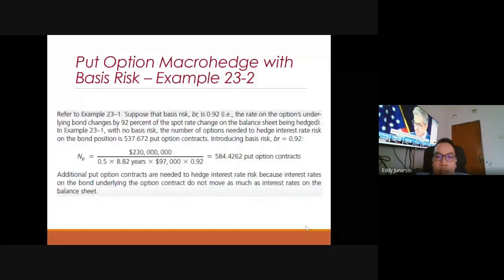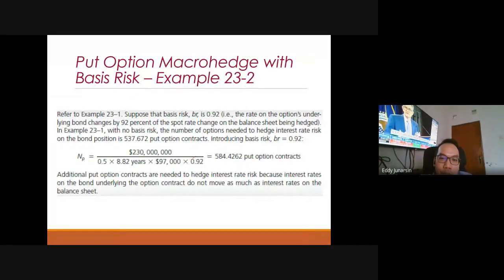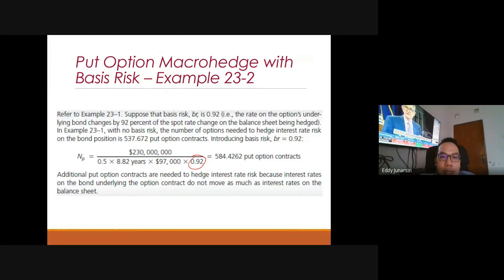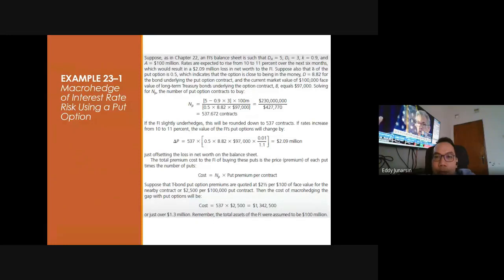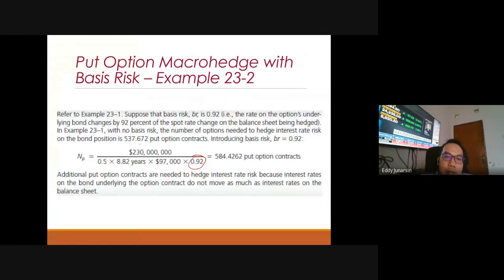That's why you see the basis risk is here. If you notice, all other things are the same. Whatever it is above, the duration of assets minus duration of liabilities multiplied by the debt ratio, multiplied by the size of the assets, so we get 230 million here. That's the same numerator. Now, what is the denominator again? This is the delta of the option multiplied by the duration of the underlying bond multiplied by the value of the bond, or the size of the underlying bond.